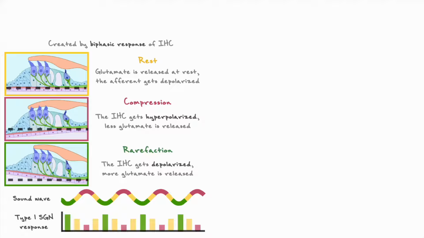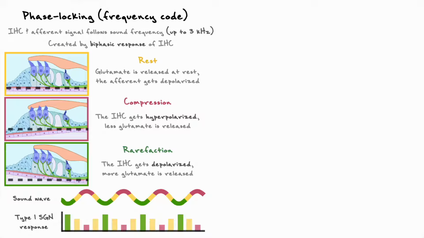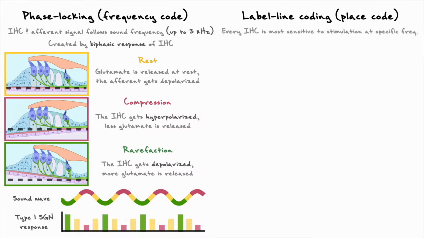However, this system, which is called phase locking, only operates up to 3 kHz. After that threshold, the information about frequency gets lost because the frequency is too high and the cells cannot keep up. We know, however, that we can hear sounds up to 20 kHz, so there must be something else compensating for this. The other system compensating for sounds above 3 kHz is called label line coding and works on the principle that every inner hair cell is most sensitive to a stimulation at a specific or characteristic frequency.